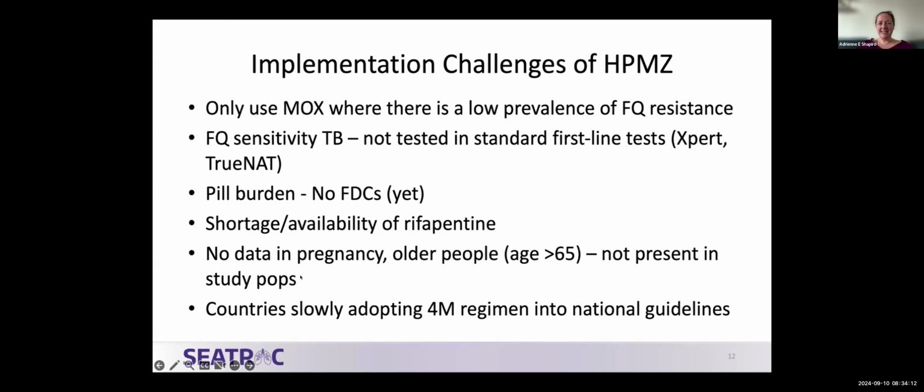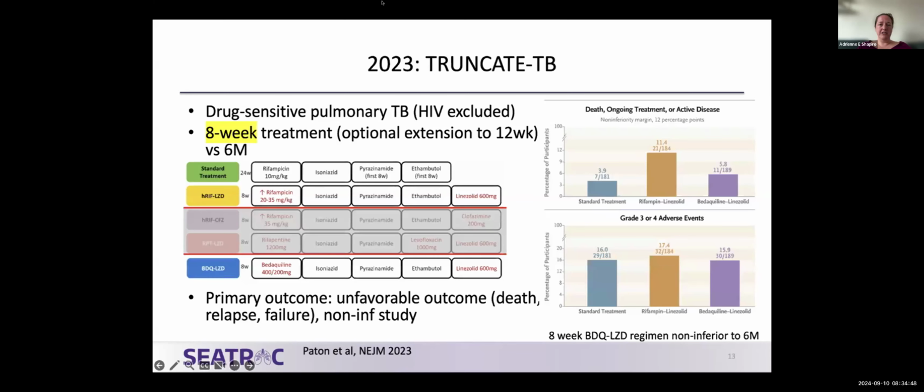We also have very limited data from clinical trials of the use of this 4-month regimen in people who are pregnant and in older people over the age of 65, because these people were not represented in the clinical trials. And we know that fluoroquinolones have different effects in people who are older, with many more interactions, complications, and side effects with drugs people take. So the story is not yet finished on this 4-drug regimen. But it's very encouraging to see that countries are slowly adopting the 4-month regimen into national guidelines. And the more we learn with implementation, the more we'll be able to use it.